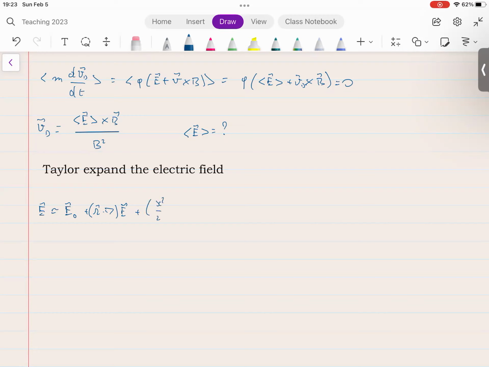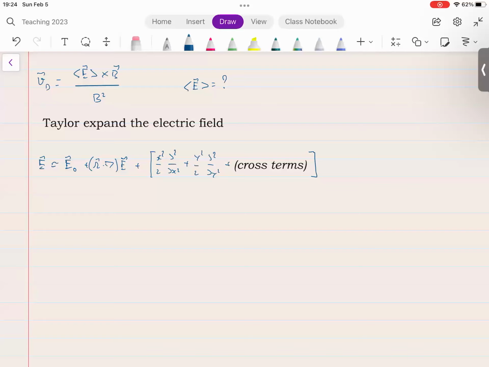x squared over 2 second derivative with respect to x squared plus y squared over 2 second derivative with respect to y squared plus, let's do it this way. It's going to be interesting. All right, I'm going to pause to type this. And I erase half of my x squared here. Okay. Hold on for a moment and we'll type this. Okay, here we are back.